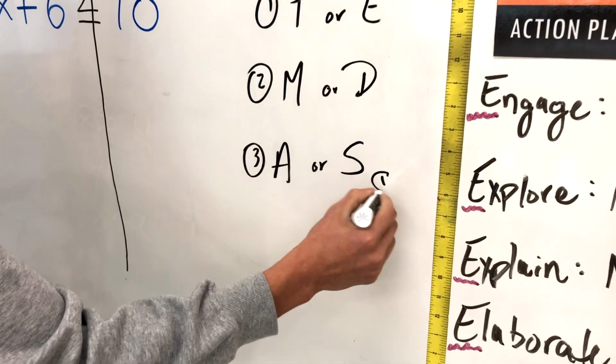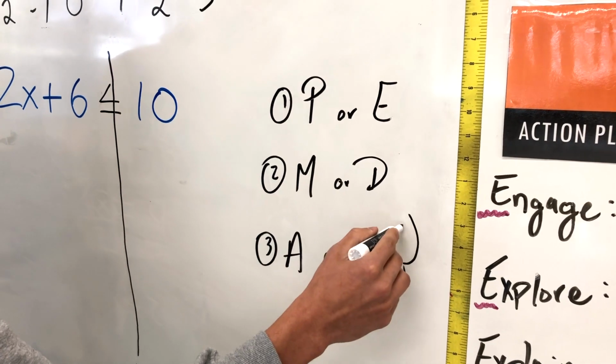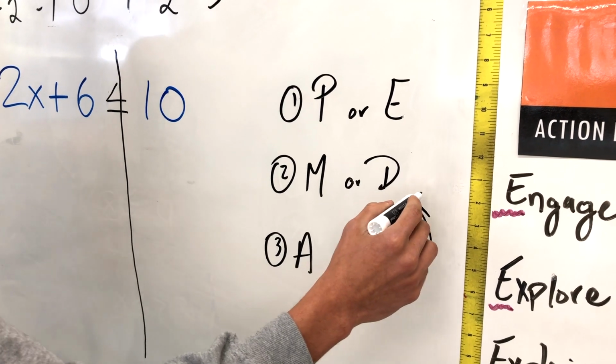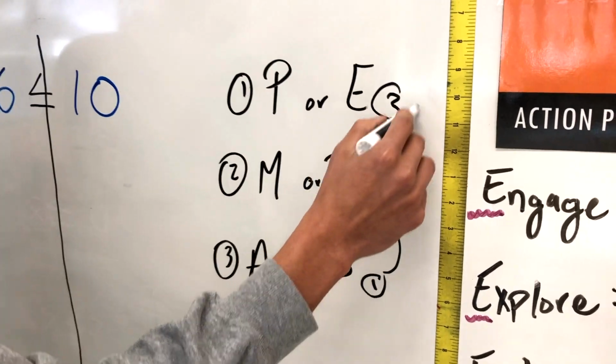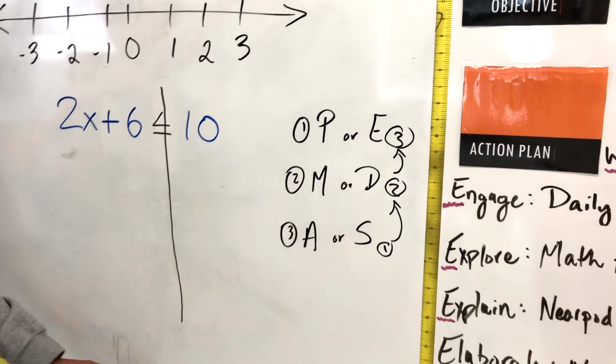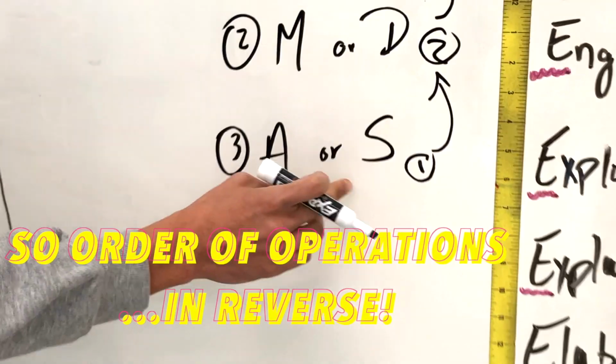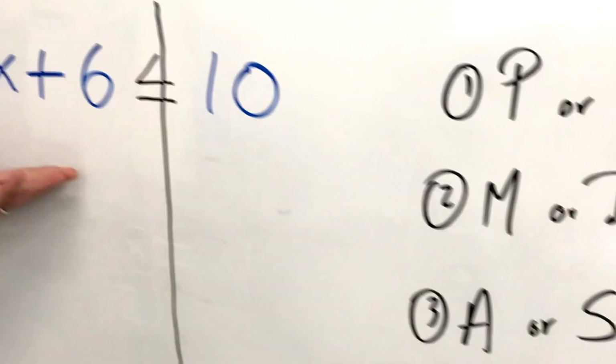This is gonna be step number 1, addition or subtraction. Multiplication and division is gonna be our second step. And parentheses and exponents are our third step. Nice. So let's start with number 1, addition or subtraction. Do we see any addition or subtraction?